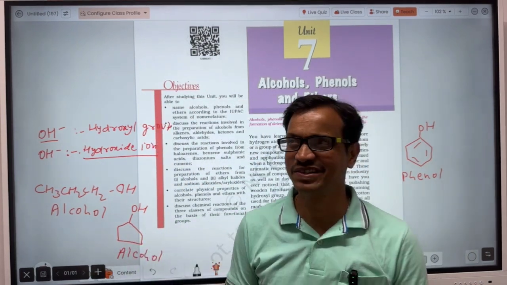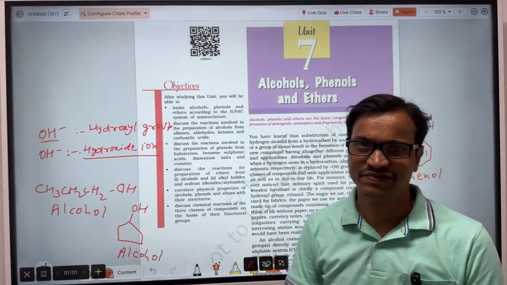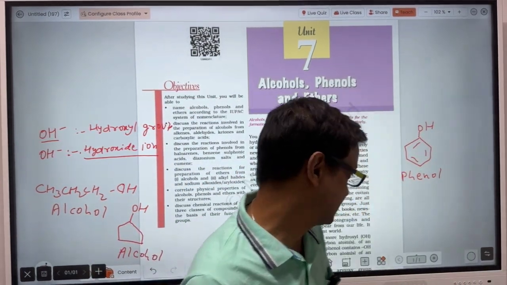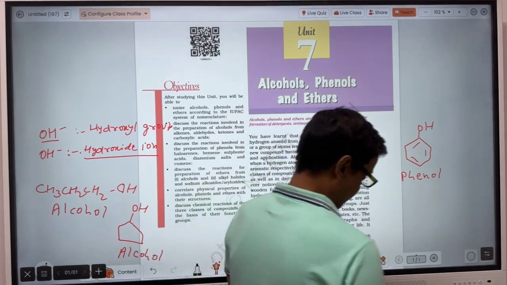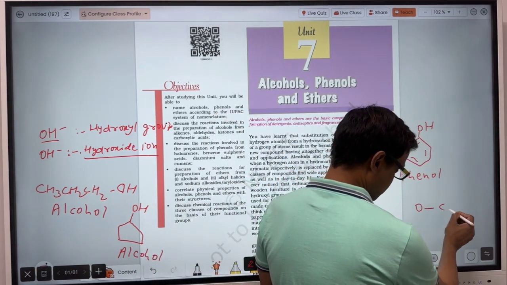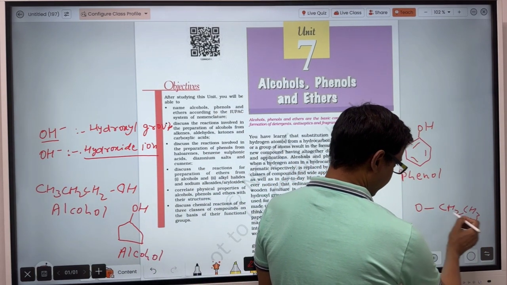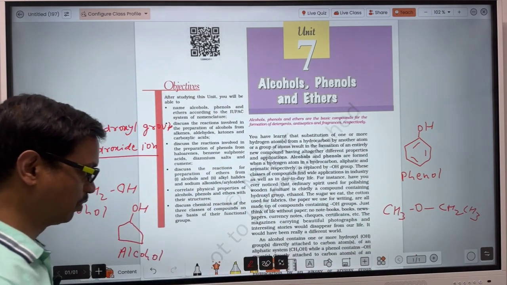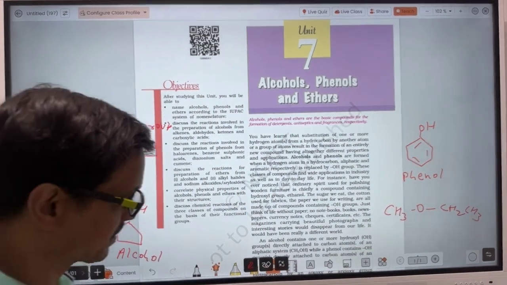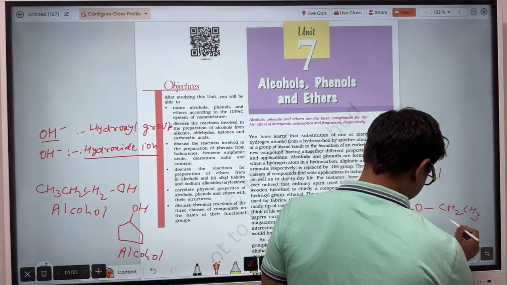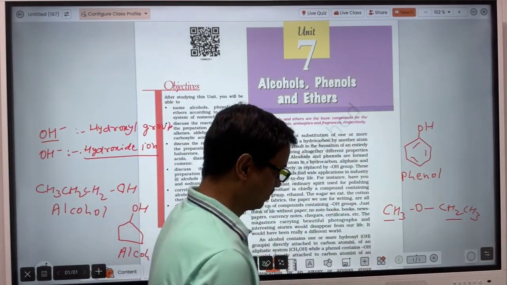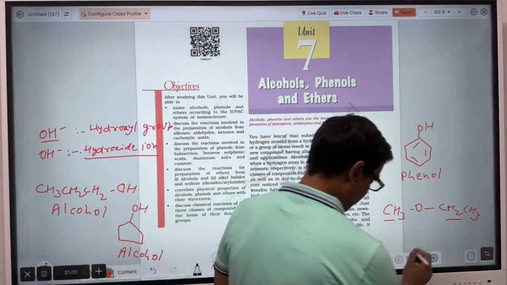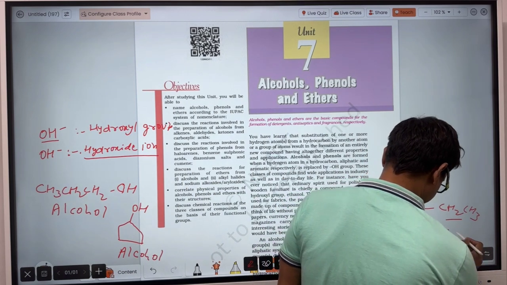Okay guys, that was alcohol and phenol. And what is ether? In ether, there is an oxygen, and on both sides there will be an alkyl group. In the case of ether, the alkyl group is present on both sides. When there is an alkyl group on both sides of oxygen, then that will be called ether.